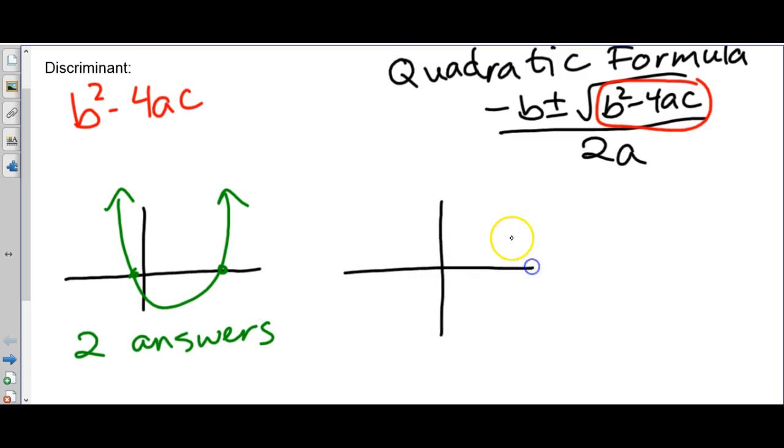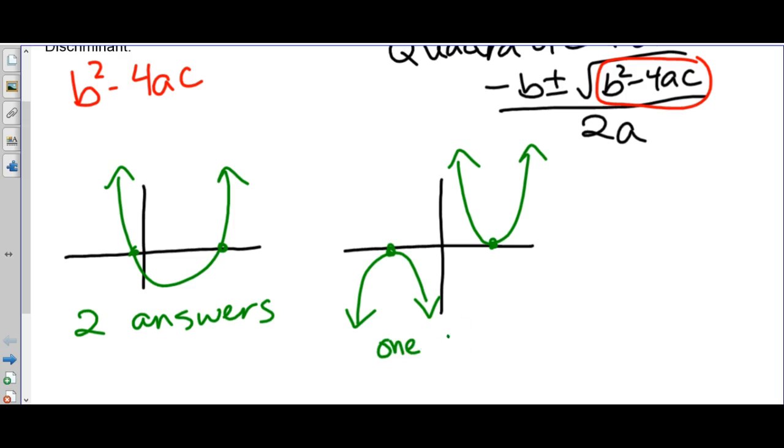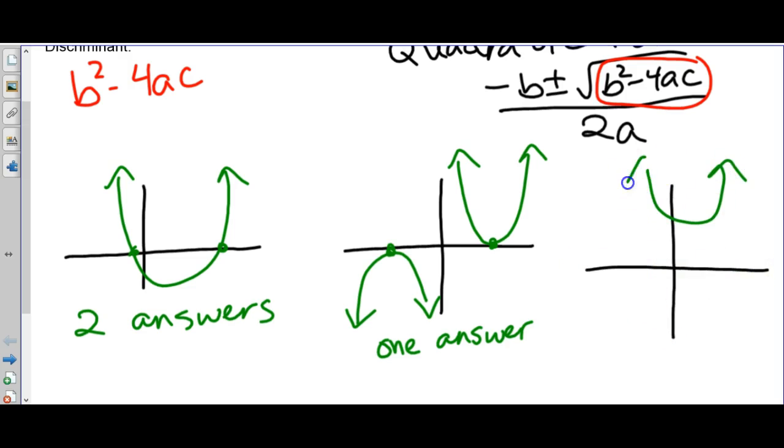Our second possibility is that we just touch the x-axis once with the very bottom, or the quadratic can be flipped upside down and touch at the very top. If you just touch once, then you have 1 answer. And our third possibility is that we never cross the x-axis. Again, on any of these, you could be going upside down. The quadratic doesn't just have to be right side up. So if you never cross the x-axis, there are no answers, so 0 answers.